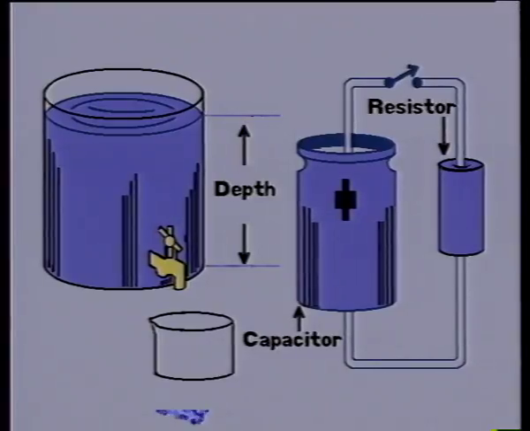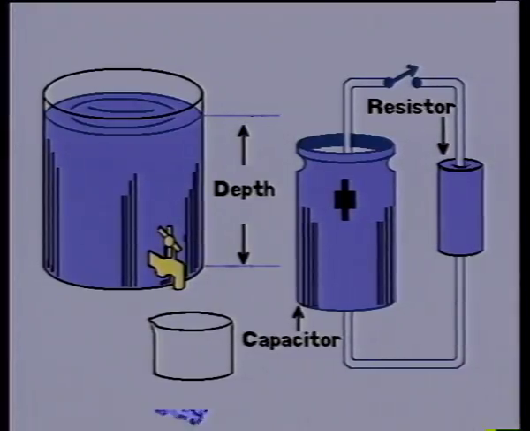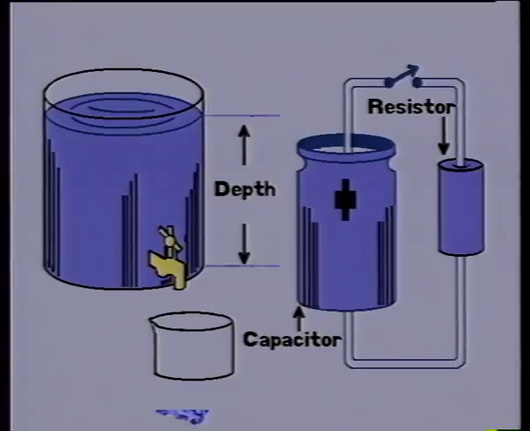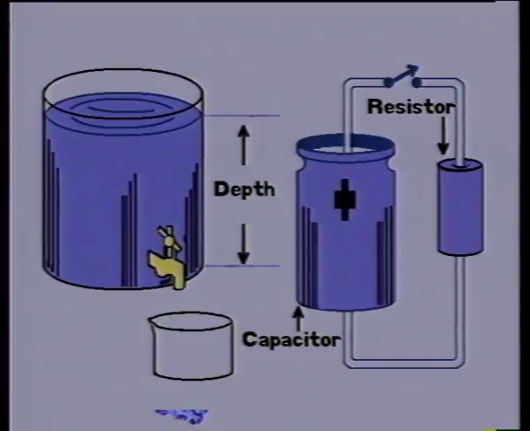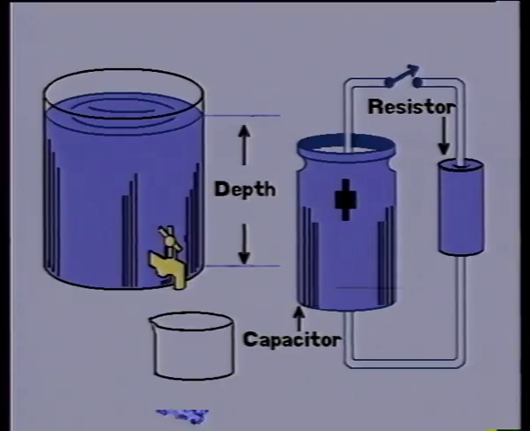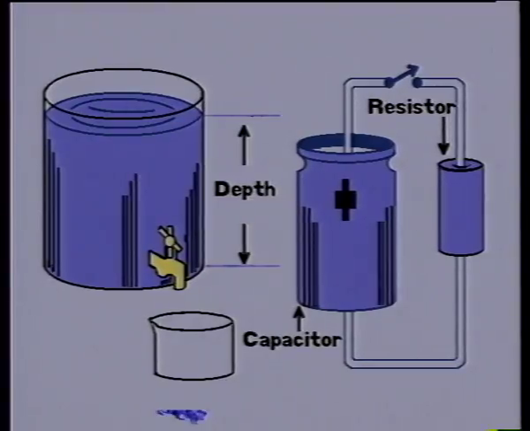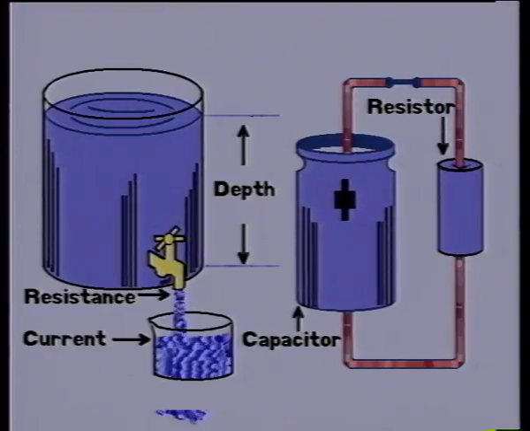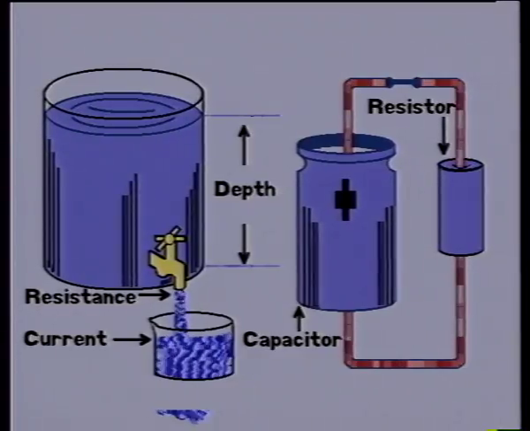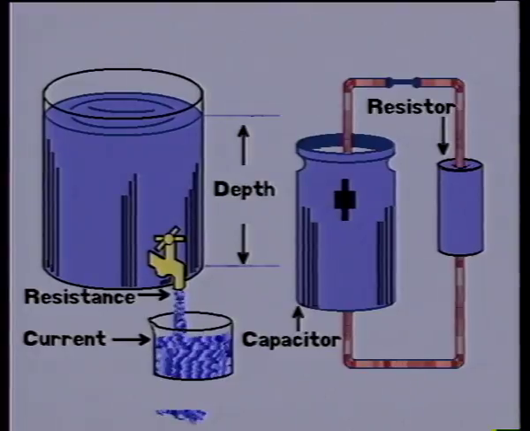We may compare the charge with water in a tank. The height of the water is like the potential difference. If we open a tap, a current of water runs out. The higher the level of water, the stronger the current.